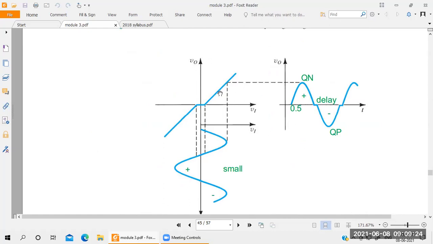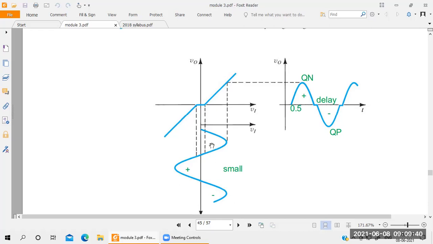Understood? See this curve here. Vi is the X-axis. V naught is the Y-axis. Here they will apply the input signal, which means a positive and negative cycle.